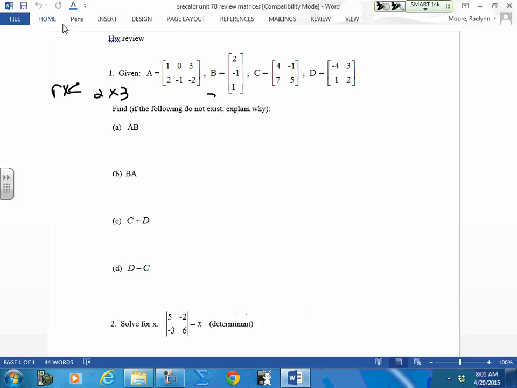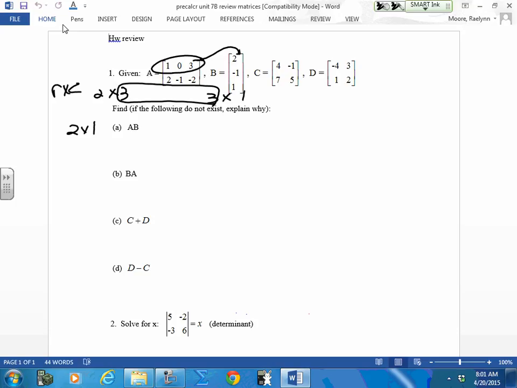This is 3 rows, 1 column. These middle numbers have to match. If they match, we can multiply. And then you're going to multiply row by column. You're going to end up with a 2 by 1. So does it make sense? You're doing 2 rows and 1 column. So doesn't it make sense your resulting matrix would have 2 rows, 1 column?